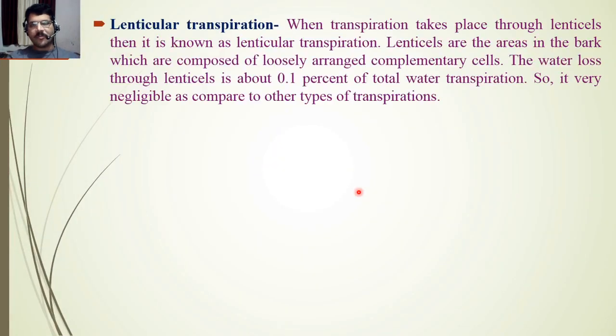Now we will see the next type of transpiration, lenticular transpiration. When transpiration takes place through lenticels, it is known as lenticular transpiration. Now what are lenticels? Lenticels are areas in the bark, the bark of a stem, which are composed of loosely arranged complementary cells.